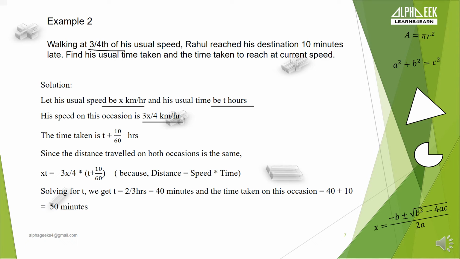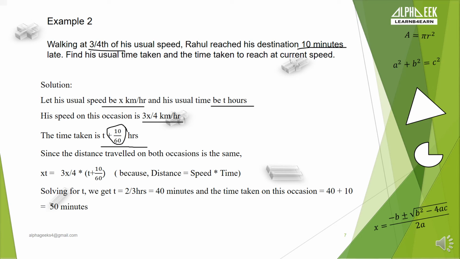Now, the time taken on this occasion is how much? t plus 10 by 60 hours. Now, how come this? t hours is his usual time, and he is taking 10 minutes more at his current speed. So, we have to convert this 10 minutes into hours because we have assumed x in kilometers per hour and t in hours. So, converting 10 minutes into hours will be 10 by 60. So the 10 by 60 term will be added to t to give the total time taken by Rahul at 3 by 4th of his usual speed.